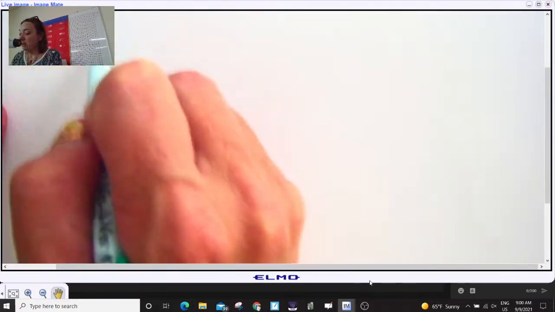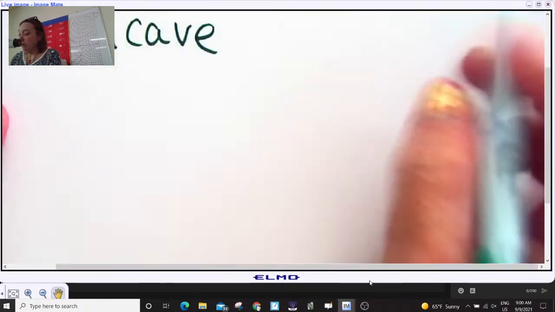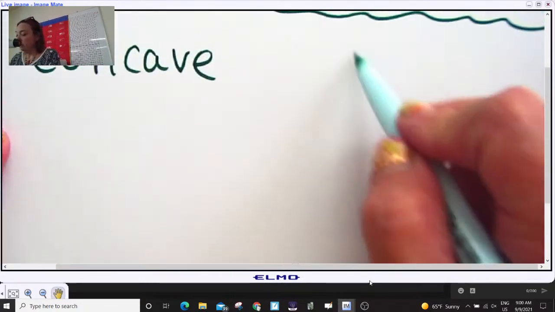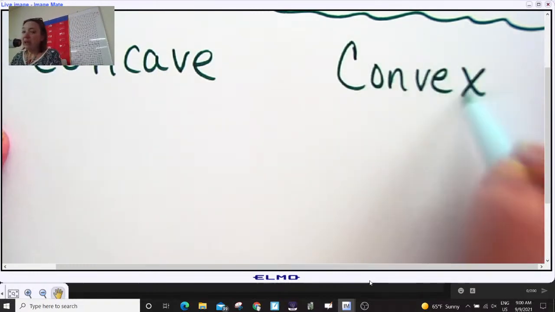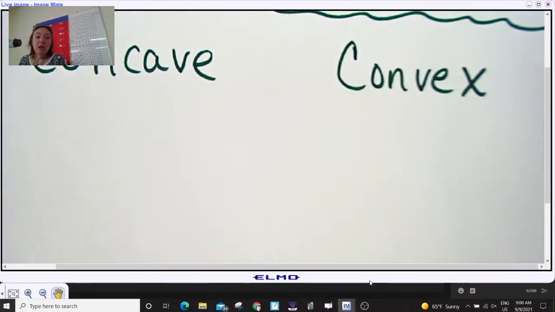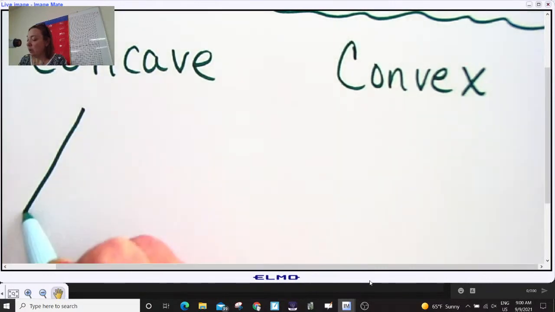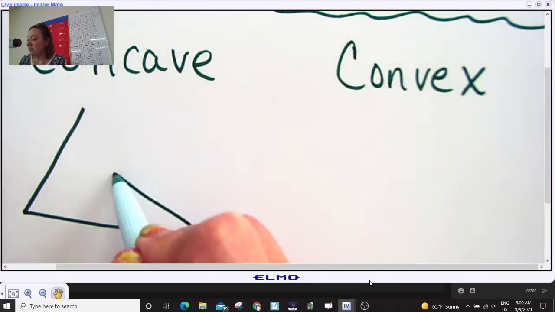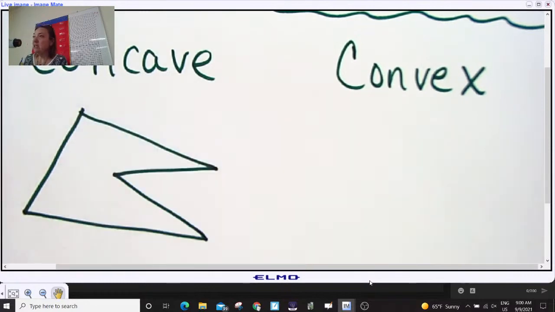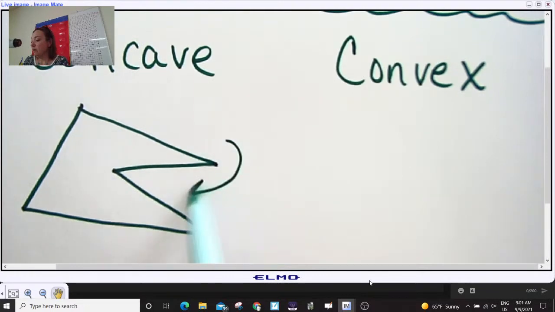Now let's talk about how the sides are formed. So we have 2 different kinds of polygons: concave and convex. Concave is where on one of the sides, at least one of the sides, it caves in. Notice how we have this little cave right in here? That's a concave polygon because one side caves in.